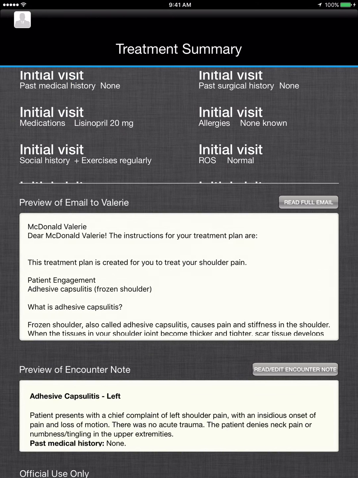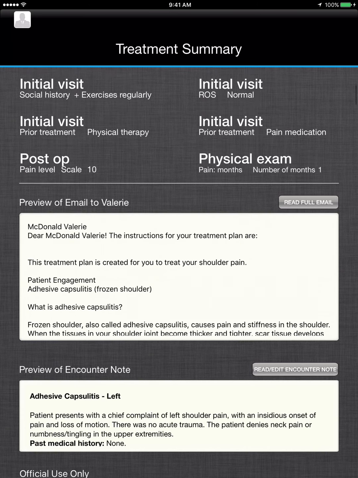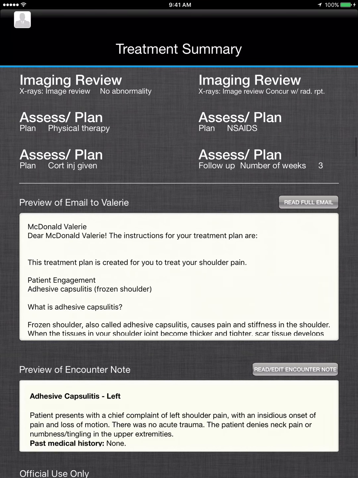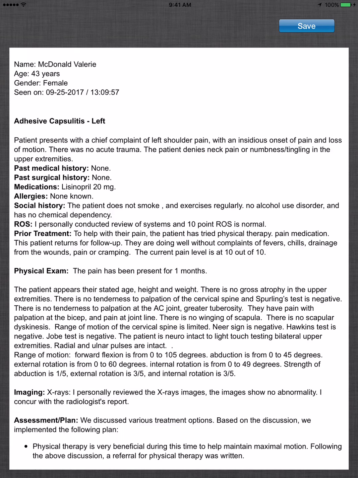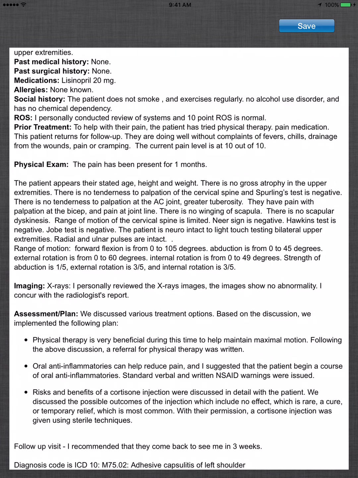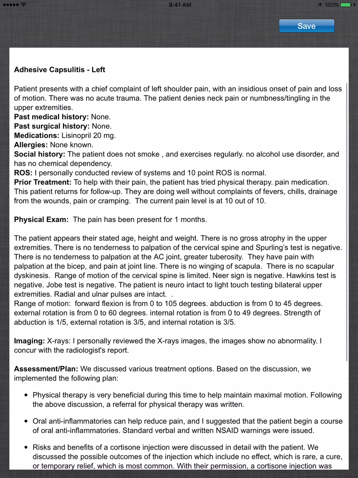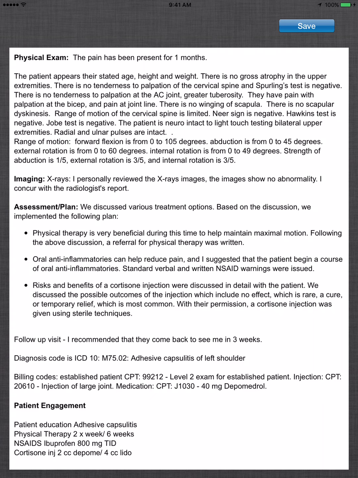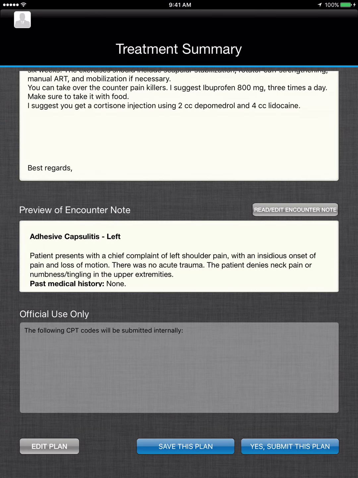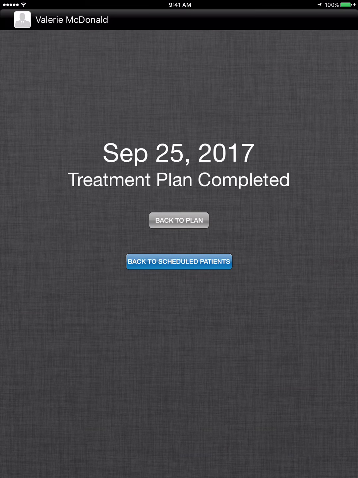We are now taken to a summary page where we can see a summary of the visit components that were used, a preview of the email to Valerie, and a preview of the encounter note. And let's take a closer look at that. This note can be uploaded into the electronic medical record, and as you can see, it is very complete. Patient history, patient physical exam, assessment plan, and patient information was provided. The plan is saved and submitted. And back to the scheduled patients of the day.